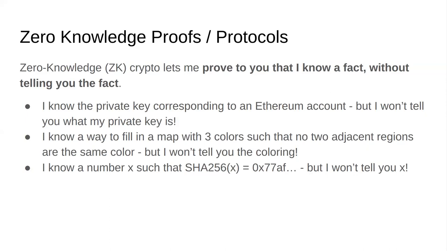So with that, you have been able to prove to the person that, oh, yes, I actually have the private key to the account that I used to sign that message, without revealing your private key to the person. Okay. So another example is, I know a way to fill in a map with three colors such that no two adjacent regions are the same color, but I won't tell you the coloring. And the third example is, I know a number such that the SHA-256 hash of that number will give a certain random byte, but I won't tell you what that number is. So these are statements that can be proven with zero knowledge.